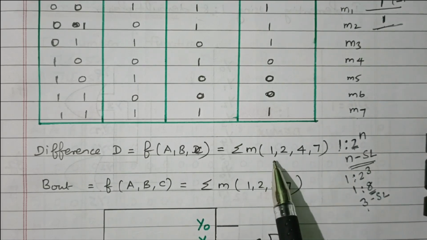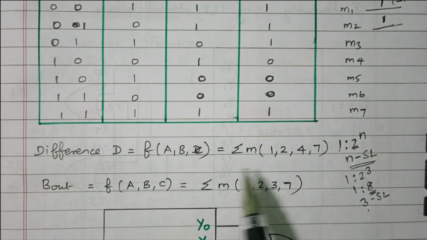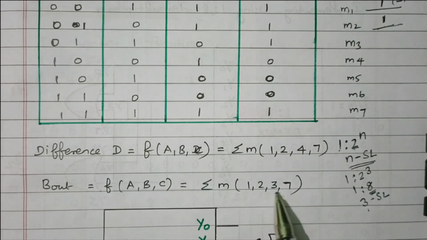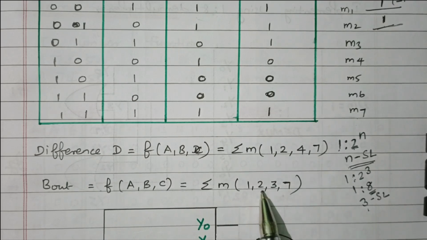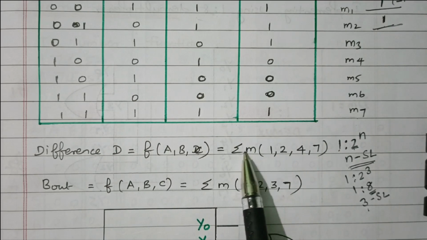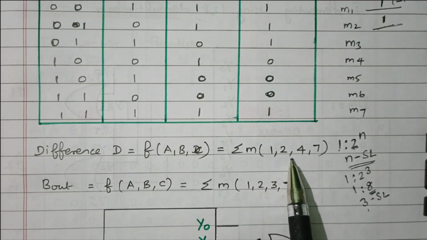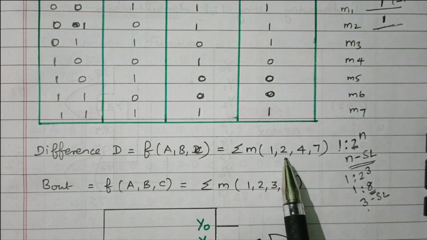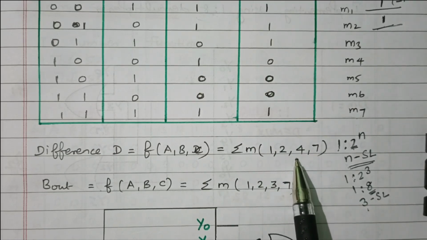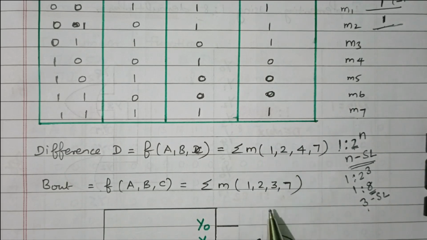In that we need only 1, 2, 4, 7 for difference, and 1, 2, 3, 7 for borrow out, right? All 8 outputs will be available, and we need to connect 1, 2, 4, 7 for difference and 1, 2, 3, 7 for borrow out. What is this? Sum of min terms. This is a sum, so we need to add. So we need one OR gate here: 1, 2, 4, 7 are connected to an OR gate so that we get the sum of min terms. Here we also need one more OR gate.